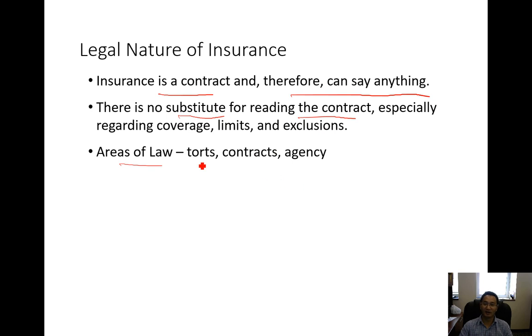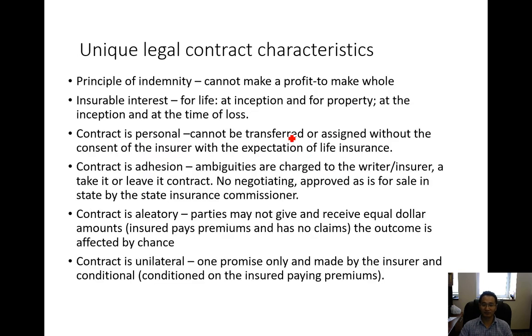It does touch several areas of law. I'm not an attorney, so I'm not going into detail on those. Let me just talk about some unique characteristics. The principle of indemnity, I mentioned it a while ago. You cannot make a profit. If you get in a car accident, they will just fix your car. They will make your financial condition whole, back to where you were.